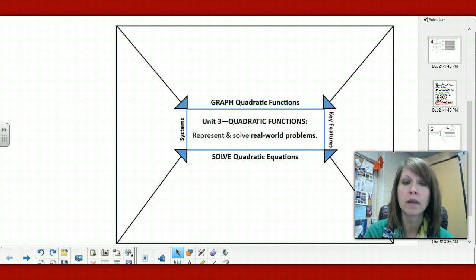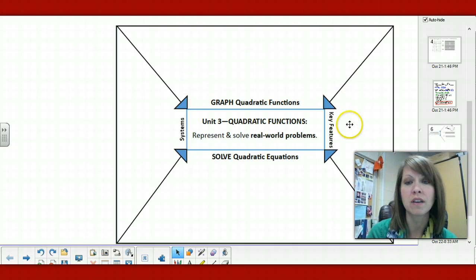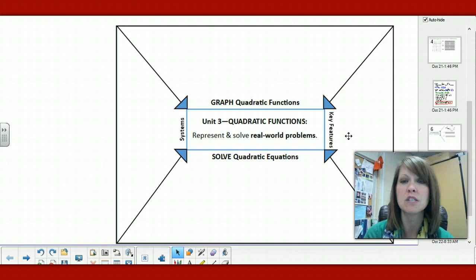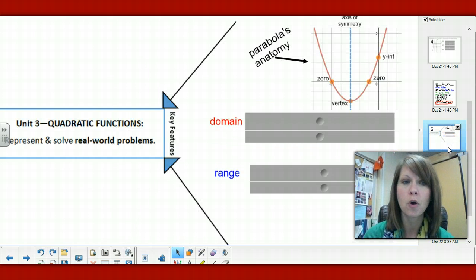We have been working in the graphing quadratic functions portion of our unit. We've also been working in the key features portion of our unit, and I'm going to talk to you today about a specific key feature, two of them, that we haven't touched on yet, okay? But it's not something totally new. You talked about it back in Algebra 1. Okay, so you can see we're on this key features side.